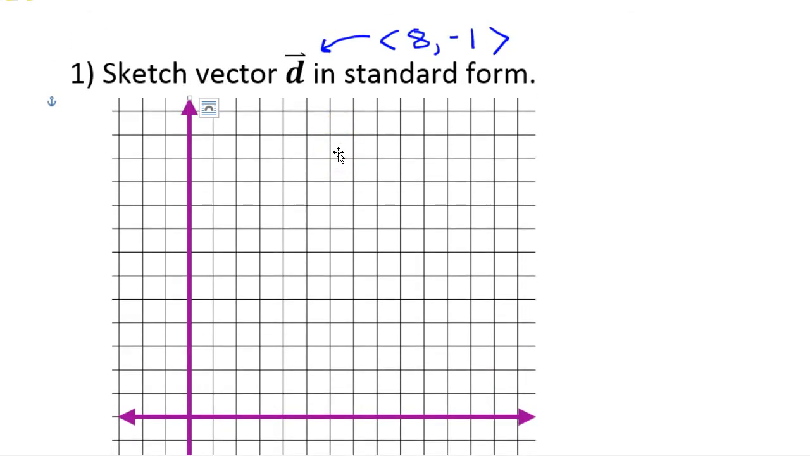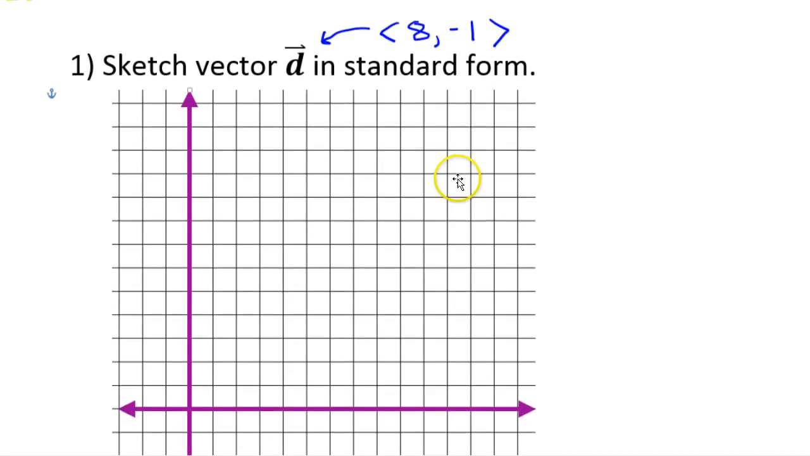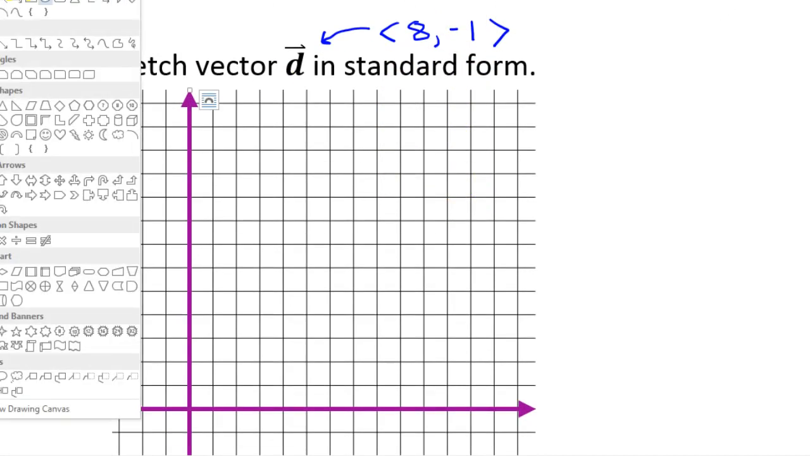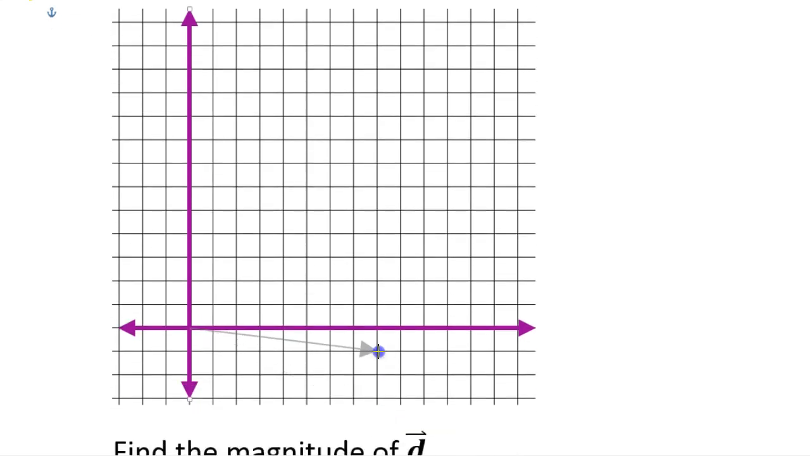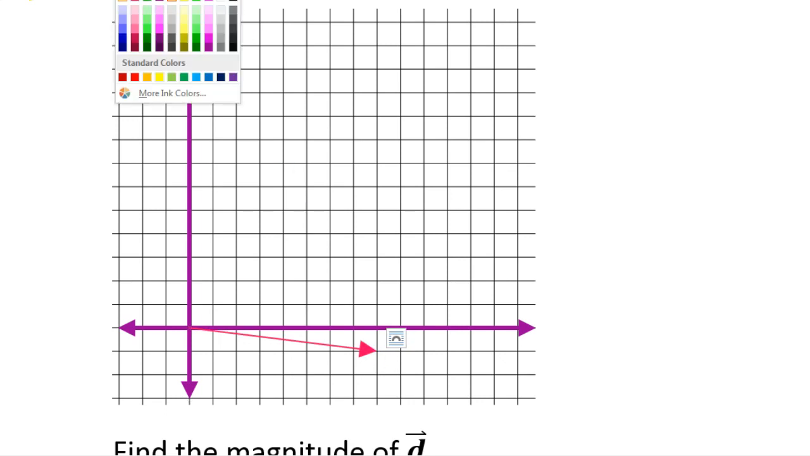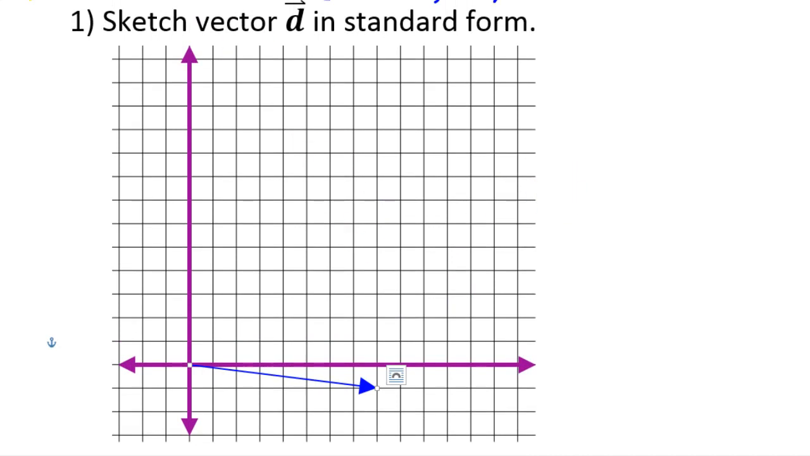Okay, now we can draw the vector in standard position. So if D is 8, -1, that means it should be to the right 8 and then down 1. So that's going to look like this. 1, 2, 3, 4, 5, 6, 7, 8, and then down 1. Okay, so there it is. There is vector D.